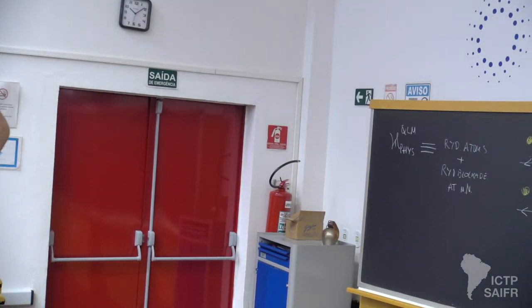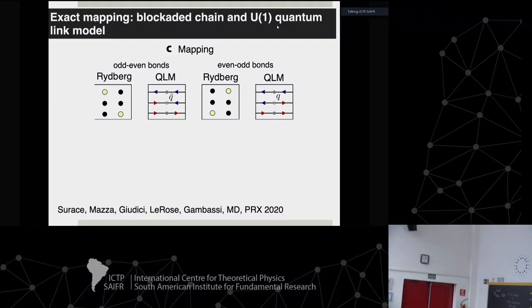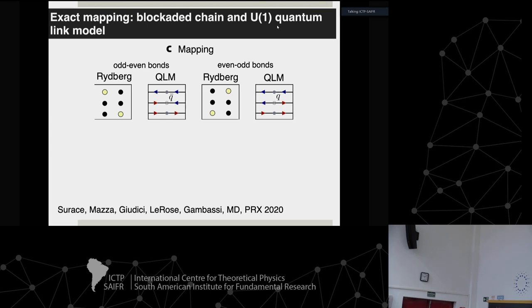So you have allowed configurations in the Rydberg given the blockade, right? And then you have allowed configurations in the link model. And then you're essentially creating a mapping between each of those configurations which are allowed at each matter vertex. And then you're showing that this mapping is consistent, one-to-one. Yes. Okay, cool. This is very important.